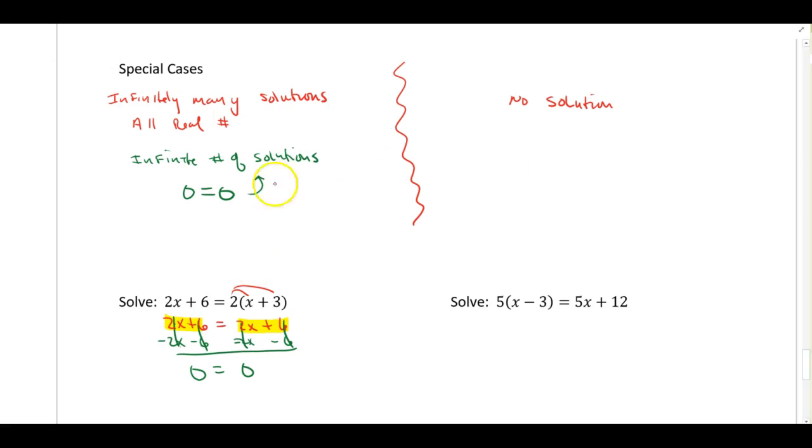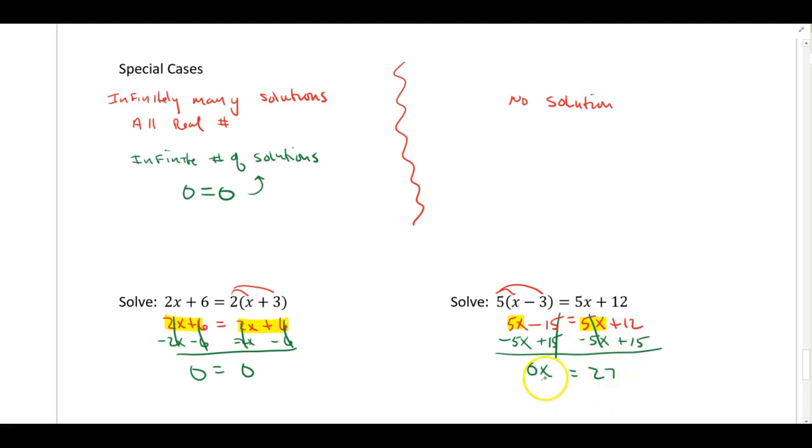Now, no solutions. If I go to solve this next example, 5 times x is 5x. 5 times negative 3 is minus 15 equals 5x plus 12. Now here, if I look, the 5x's are the same, but the 15 and 12 are not the same. So when I go to solve this, I'm going to subtract 5x here, subtract 5x here, add 15 here, add 15 here. Now notice what I get here. I get 0x equals 27.